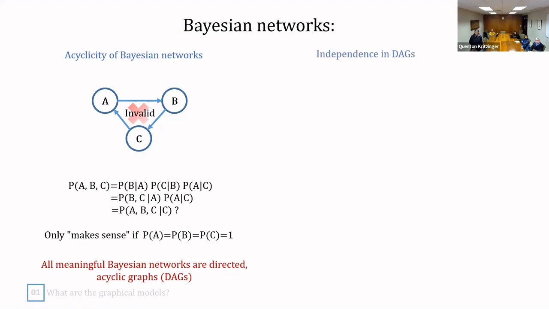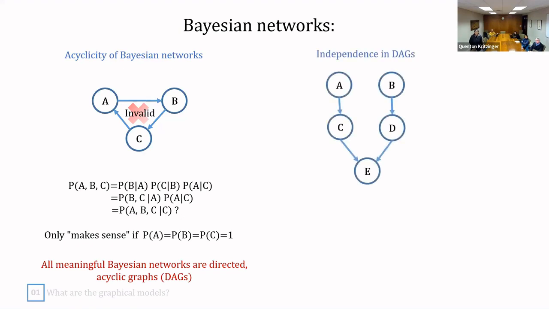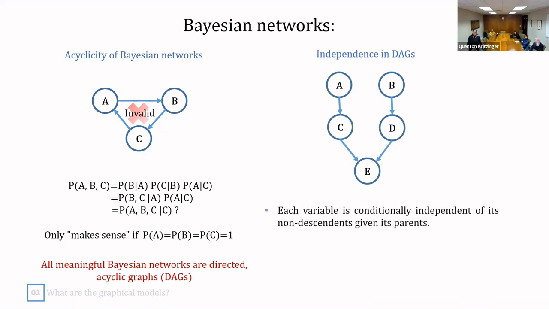And what about the dependency between the nodes in this kind of graph? The first rule is that each variable is conditionally independent of its non-descendants given its parents. Let me show you. Consider this as a variable, and A is a parent of C. And what about the non-descendants? B and D are non-descendants. So we can say that C is independent of B and D given A.